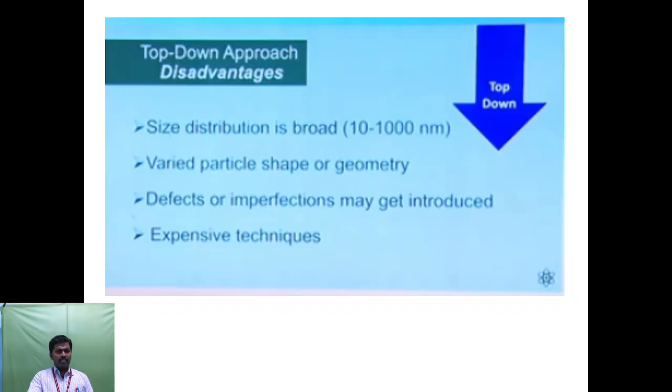The main drawback of the top-down approach is that the size distribution is broader, 100 to 1000 nanometers. Uniform size of nanoparticle formation is somewhat difficult. Particle size, shape and geometry vary. Defects or imperfections may get introduced. It is an expensive technique.